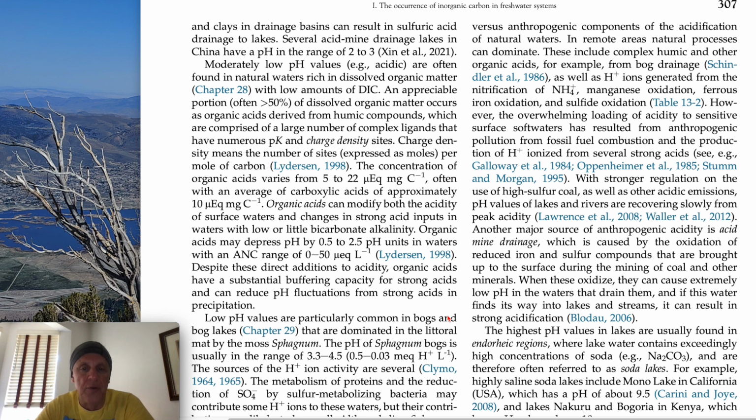Moderately low pH values are often found in natural waters rich in dissolved organic matter with low amounts of DIC. An appreciable portion, greater than 50% of dissolved organic matter, occurs as organic acids derived from humic compounds, which are comprised of a large number of complex ligands that have numerous pK and charge density sites. Charge density means the number of sites per mole of carbon. The charge of organic acids varies from 5 to 22 microequivalents per milligram of carbon, often with an average of carboxylic acids of approximately 10 microequivalents per milligram of carbon.